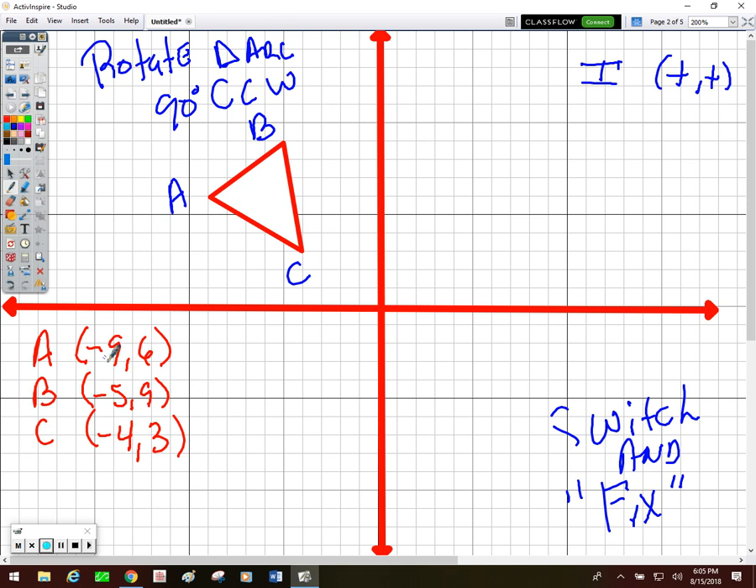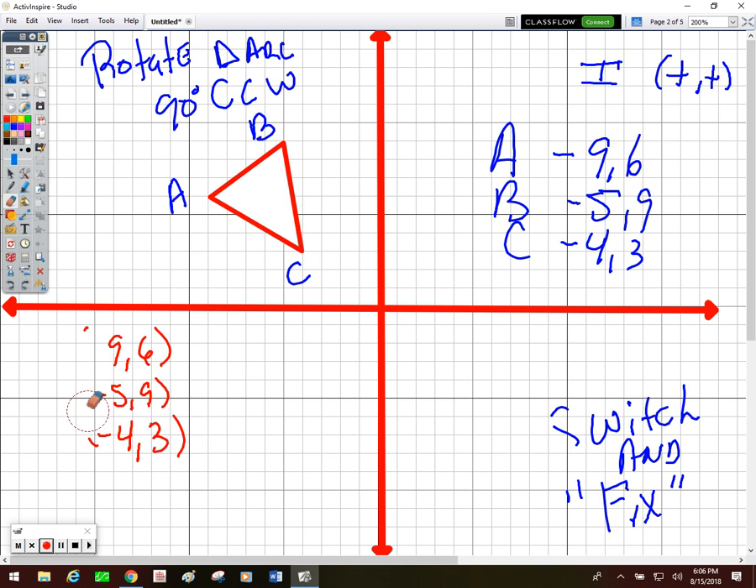Okay, so my pairs, we may mess up. Let's rewrite them. So A is -9, 6, B is -5, 9, and C is -4, 3. Okay, so these are my original pairs. All right. So now the rule says I want to go counterclockwise. Well, counterclockwise means I want to go from quadrant 2 into quadrant 3, because I'm going against the clock one quadrant.